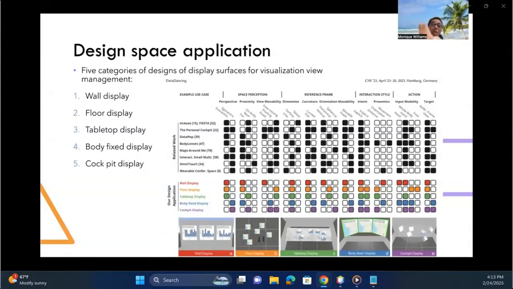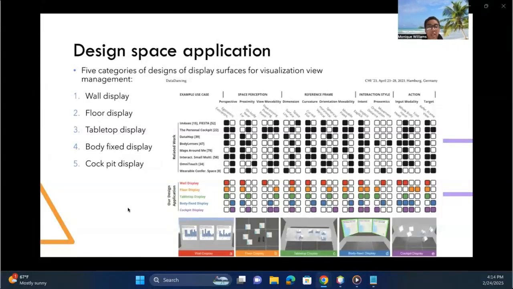Wall display basically is just seeing things in front of you or on walls or flat surfaces. Floor display is the same, but seeing them on the floor around your feet. Tabletop display is basically seeing them on objects, tabletops at different angles and how you perceive those. Body fixed display is basically visualizations that are fixed in proportion to your body and they go along with your body as well. And then cockpit display, which is just different displays that are kind of everywhere at different angles, and they want to interpret how they're able to view those certain things.